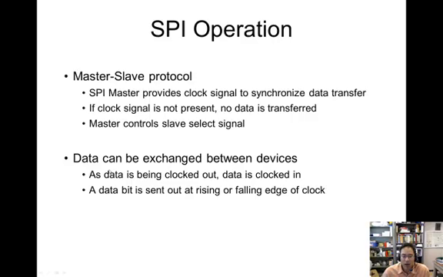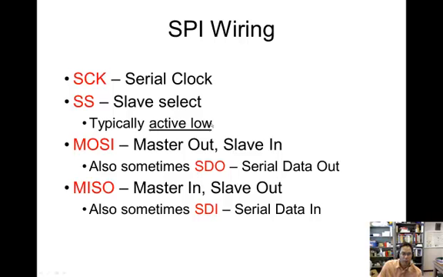With SPI, data can be exchanged between the devices, between the master and the slave, and in both directions. The way that's accomplished is as data is being clocked out, data can also be clocked in. So the slave will see that the clock is happening, and it will send out data bits synchronized to that clock. A data bit is sent out at the rising or falling edge of the clock, depending on how you configure your SPI. Now there are 4 wires in SPI that make this protocol work.